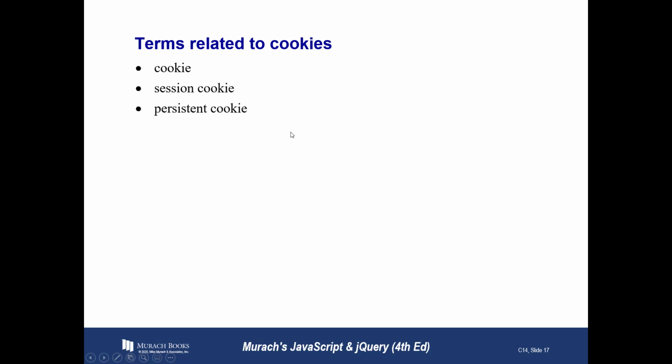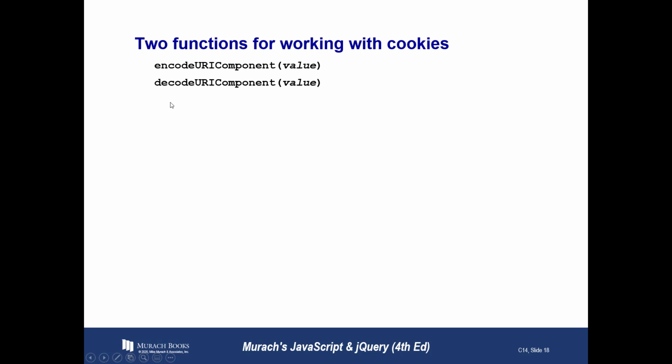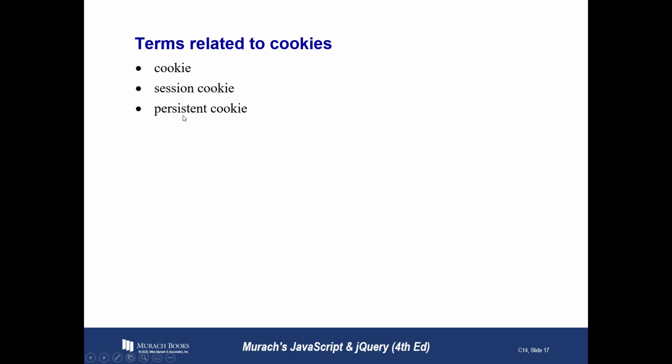So the terms related to cookies: cookie, session cookie, and persistent cookie. So what's the difference between a session cookie and a persistent cookie? Typically, a session cookie will be removed either when the session ends or sometimes up to 20 minutes after the session ends. A persistent cookie will remain even after the session has ended.